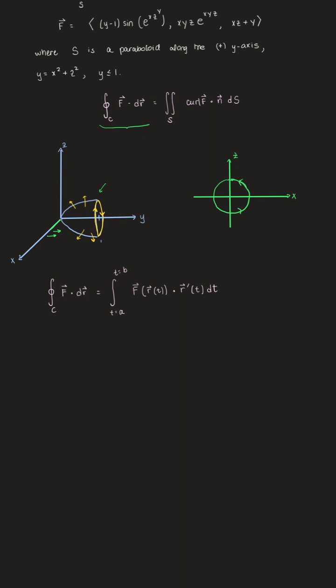So I want to parametrize. We have a vector field that's in R3. So I want to write our curve, our boundary curve r of t, as a three-dimensional curve.